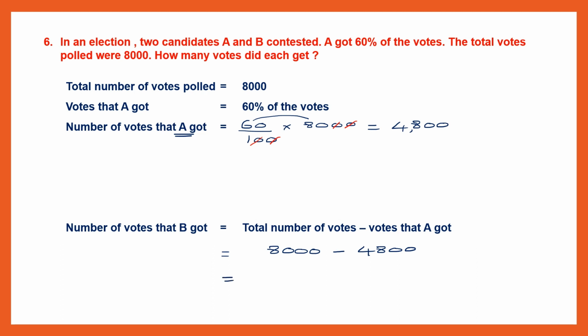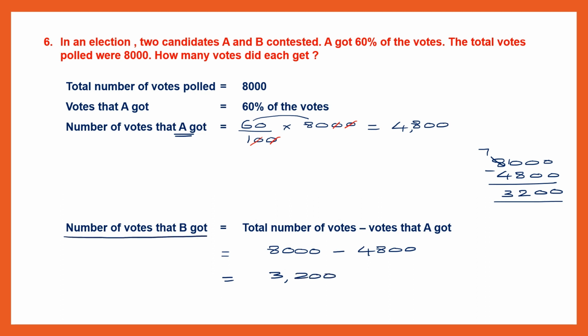Now let's subtract and find. So this is 8,000 minus 4,800. So that is 0, 0. Now this is 7 and 10. 10 minus 8 is 2. 7 minus 4 is 3. 3,200. So the number of votes that B got is 3,200. So the question is, how many votes did each get? A got 4,800 votes and B got 3,200 votes.